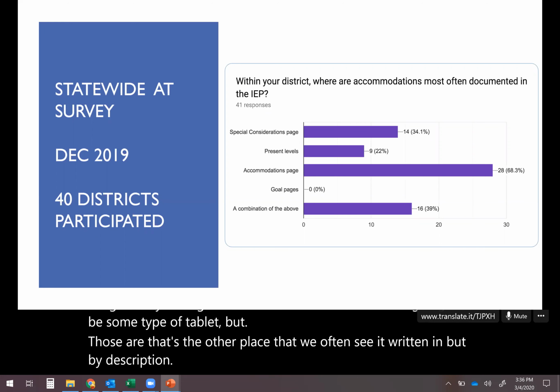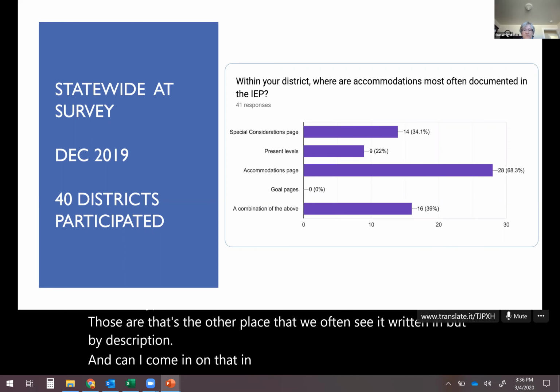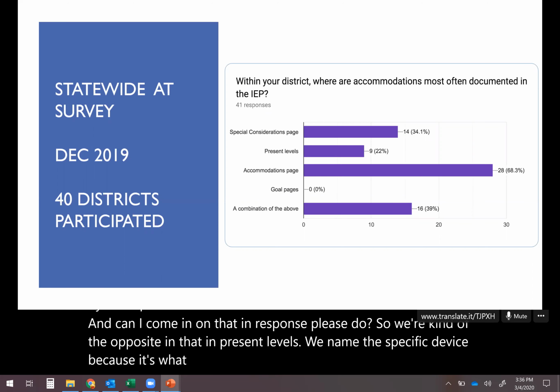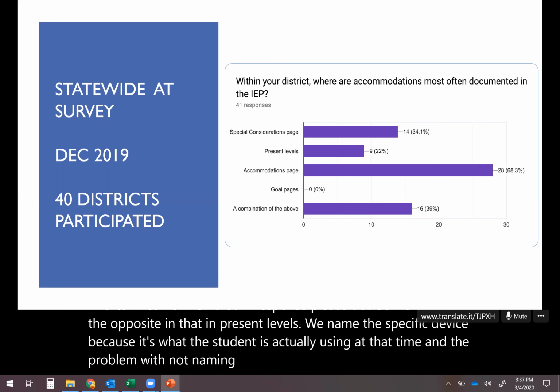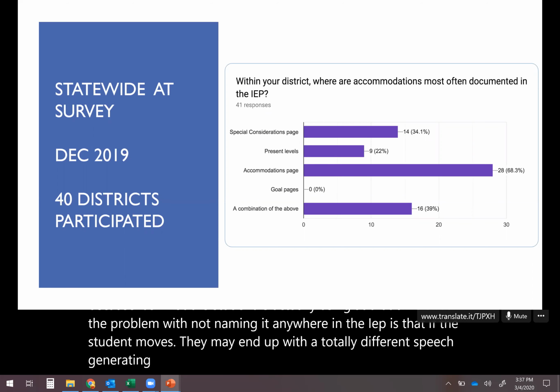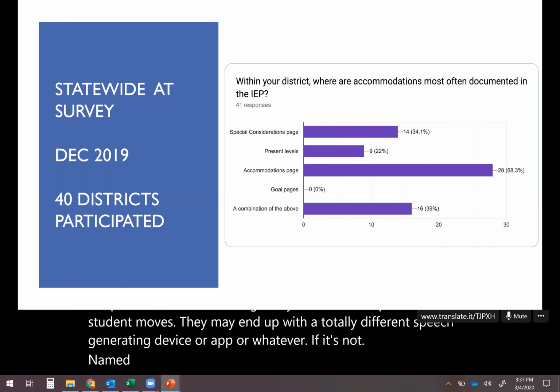And can I comment on that in response? Sure, please do. So we're kind of the opposite, in that in present levels we name the specific device because it's what the student is actually using at that time. And the problem with not naming it anywhere in the IEP is that if the student moves, they may end up with a totally different speech generating device or app or whatever if it's not named. But that's the only place we name the device, so that you have other options.